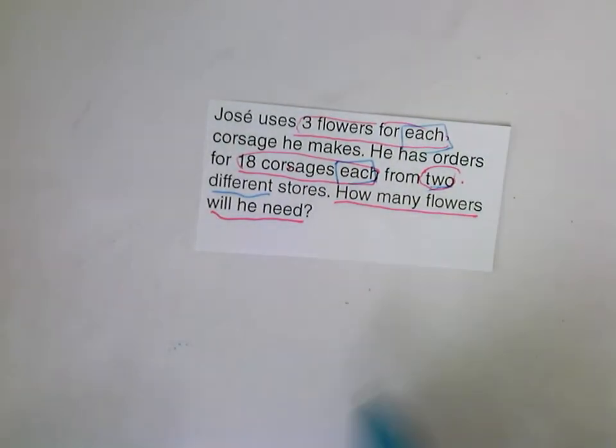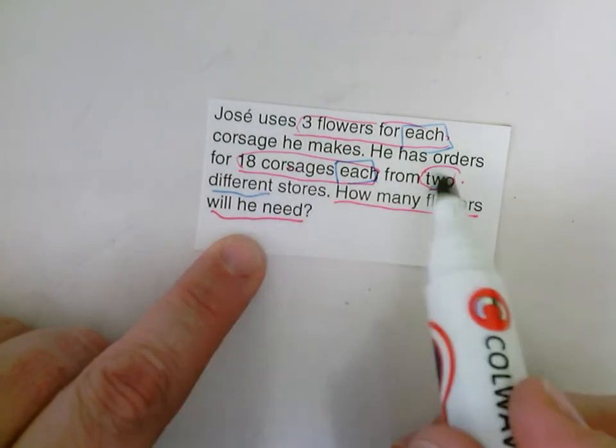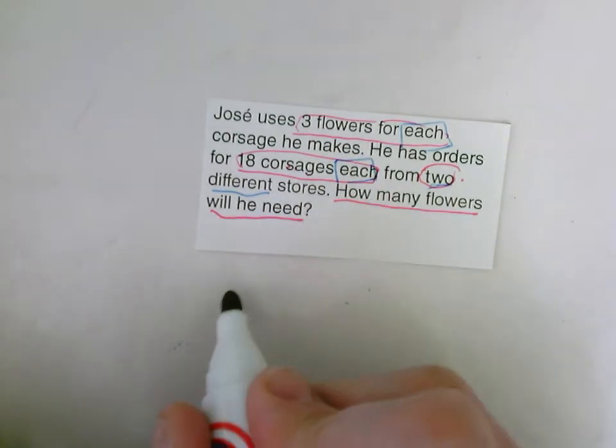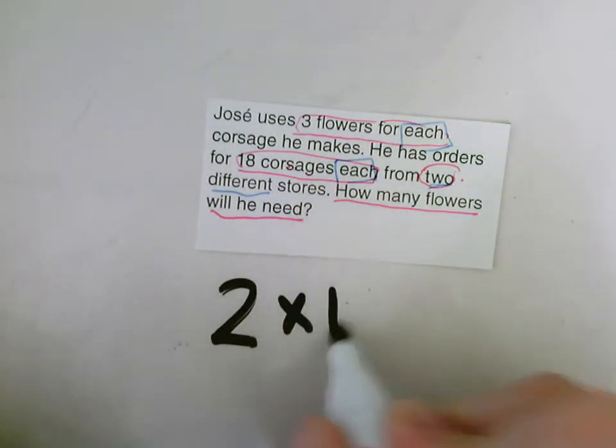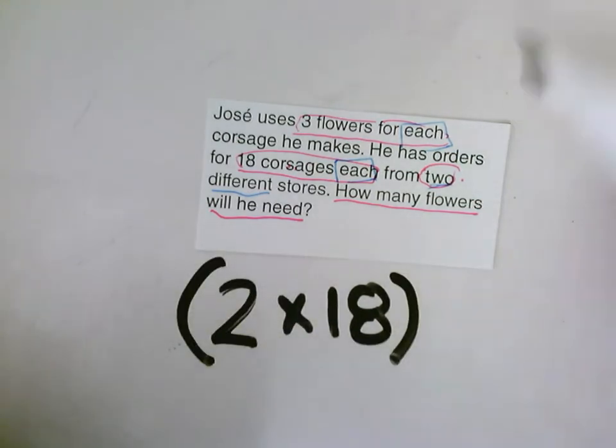So I'm going to make my plan. I have one store ordered 18 and another store ordered 18. So I'm going to have to do 2 times 18. 2 stores each ordered 18 corsages. So that's multiplying. Each of these is going to need 3 flowers.